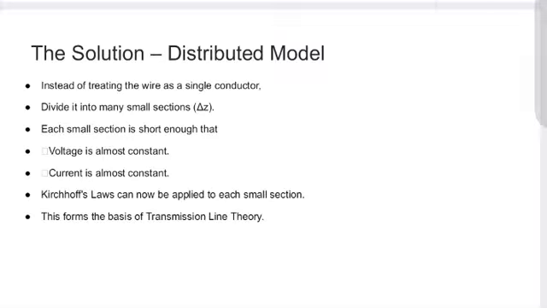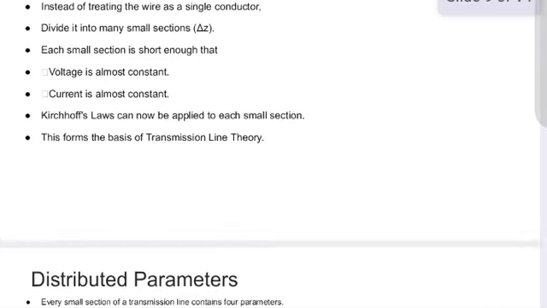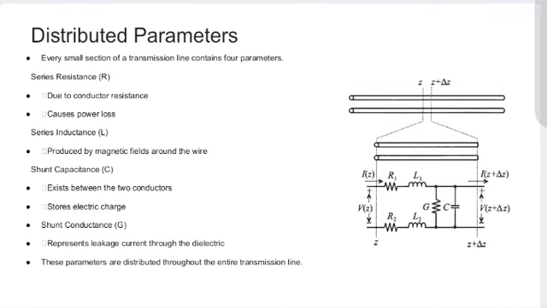So the solution, the distributed model, is that instead of treating the wire as a single conductor, we can split the wire into many small sections. In these small sections, the voltage will be constant and the current will be constant. In that case, we will be able to apply Kirchhoff's law to those small sections, and this forms the basis of transmission line theory. When we are talking about distributed parameters, every small section of the transmission line contains four components. One is the series resistance, another is the series inductance, another is the shunt capacitance, and another is the shunt conductance.